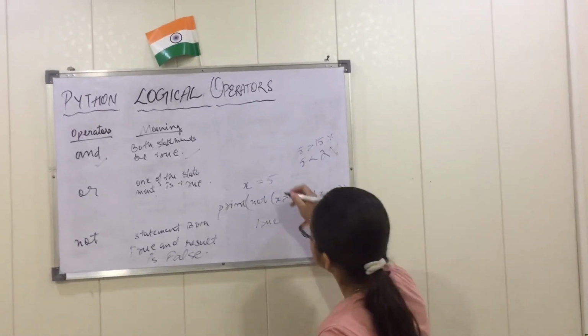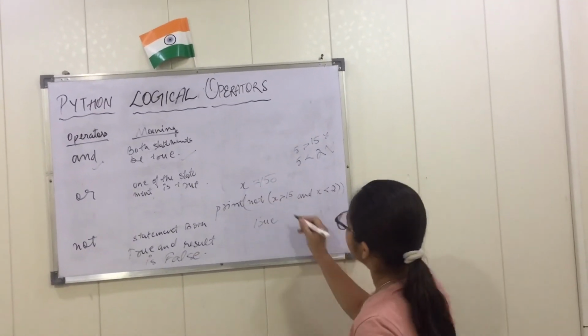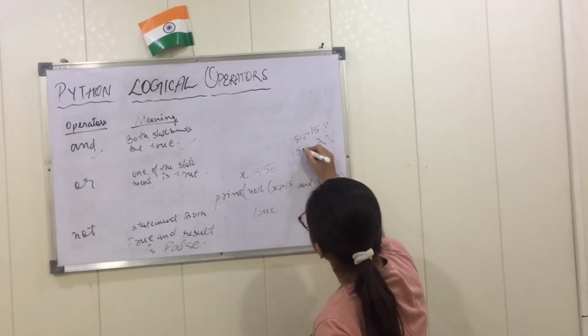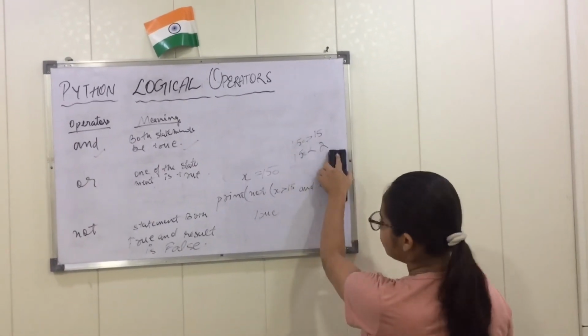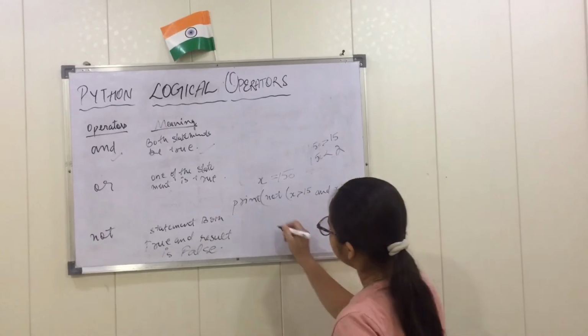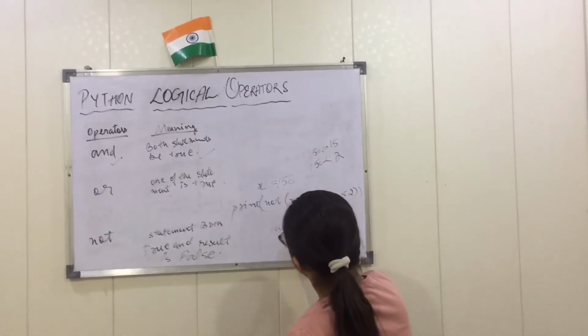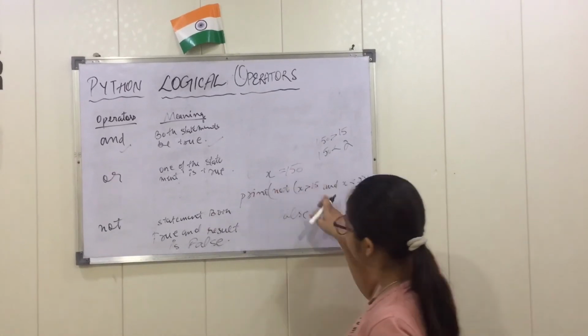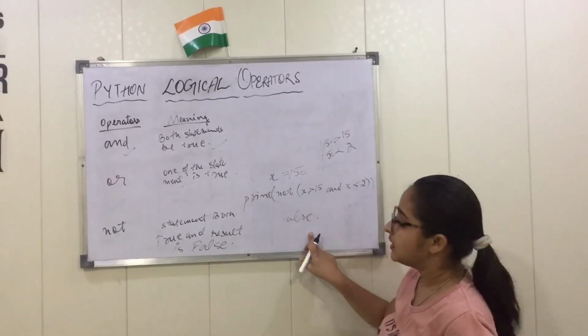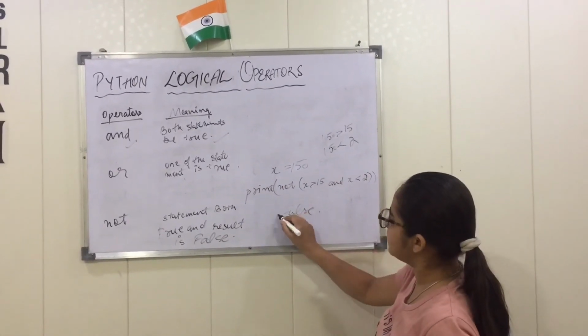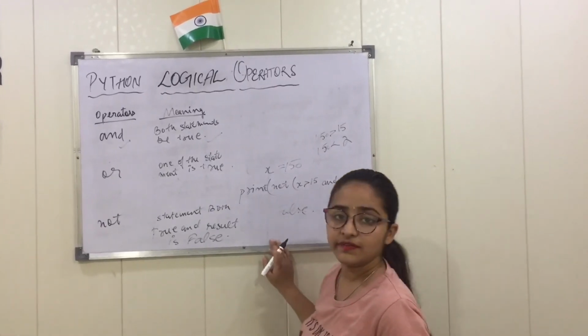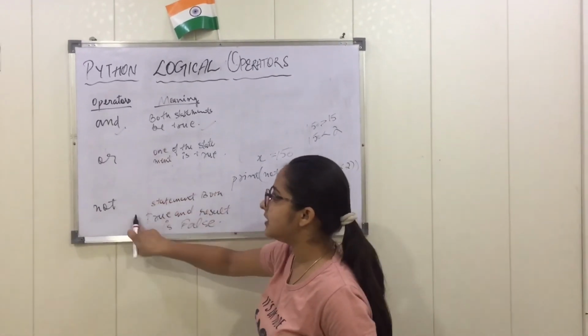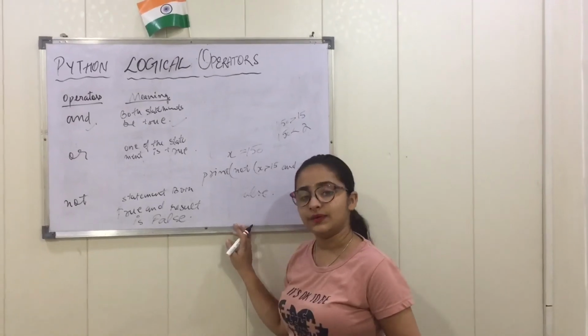Suppose I have taken 150 here. Then both the statements are true, and the answer will be false. Because it states that if both statements are true, then the answer is false. If both are false, then the answer is true. So in this way, we can use the three logical operators in the Python programming language.